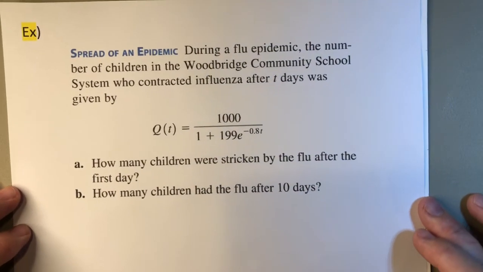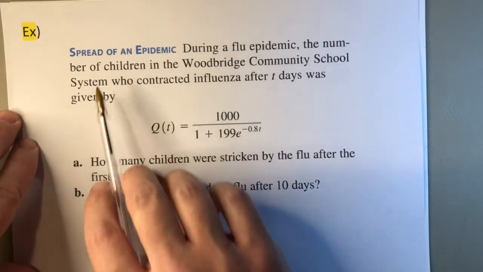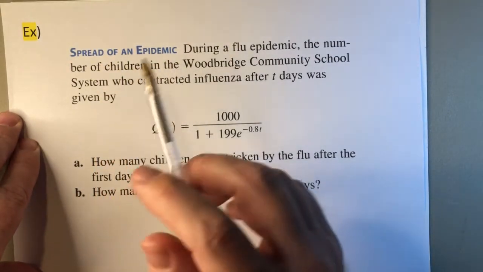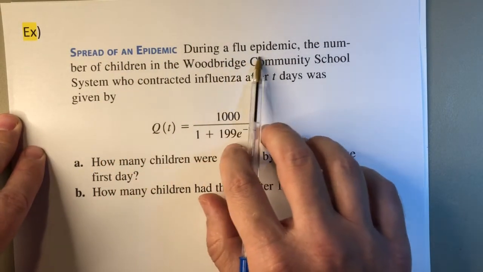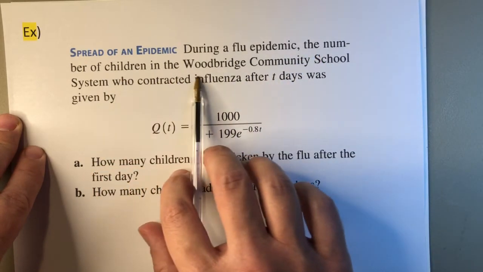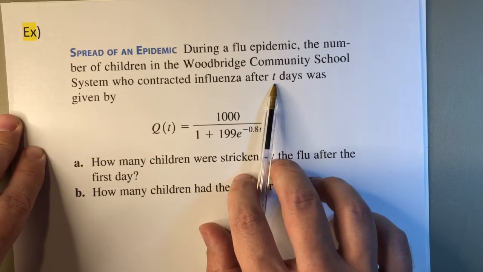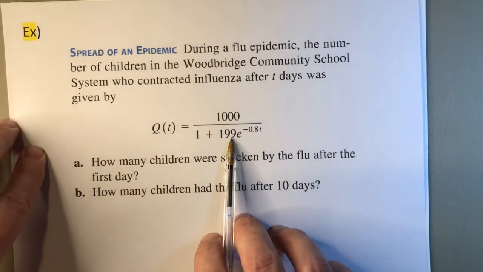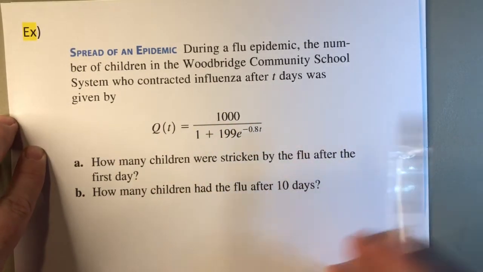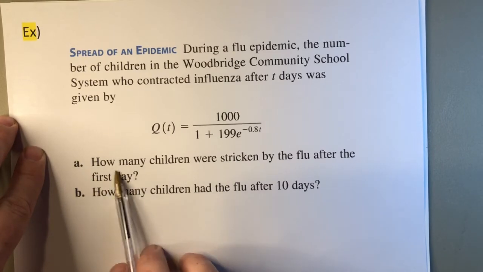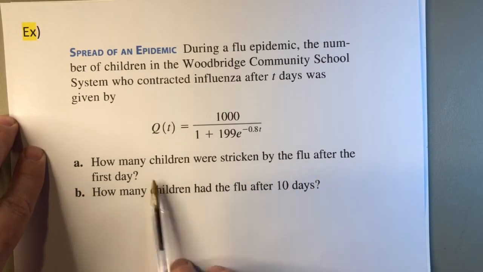Oh, this is sort of relevant, isn't it? Spread of an epidemic. Of course, we're in a pandemic. Anywho, during a flu epidemic, the number of children in the Woodbridge Community School system who contracted influenza after t days was given by this model. All right, this is a logistic model. Okay, so letter A, how many children were stricken by the flu after the first day?